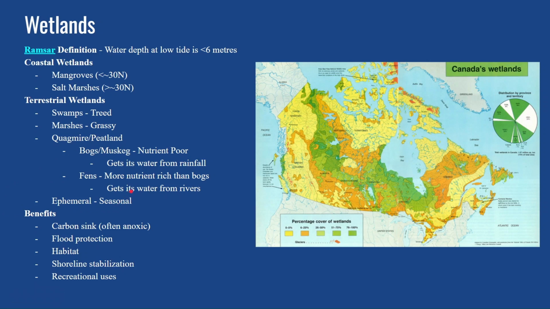Wetlands have many benefits and give us many reasons to conserve them, including being a carbon sink, so they're important for our fight against climate change. They offer flood protection, as we discussed from that hydrograph from earlier. They sort of smooth out the hydrograph so the peak is later and less intense. They provide important habitat for a variety of organisms. In coastal settings, they're fantastic for shoreline stabilization and protect against tropical storms. And of course, they have many recreational uses as well.